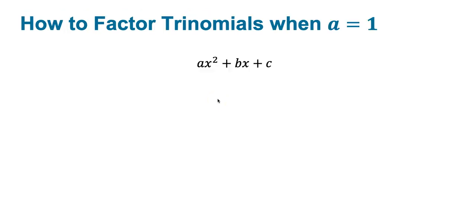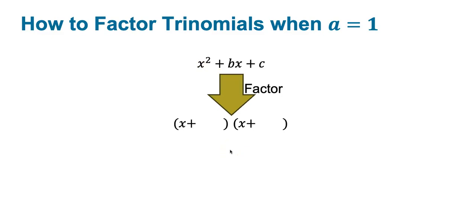Let's say we have a trinomial in standard form, so it's unfactored. Let's assume a equals 1. If a equals 1, we do not need to write it. Our trinomial will have this form where the coefficient of x squared is 1, the coefficient of the middle term could be any number, and the constant term could be any number. The variable could be x or it could be something else. That doesn't change too much.